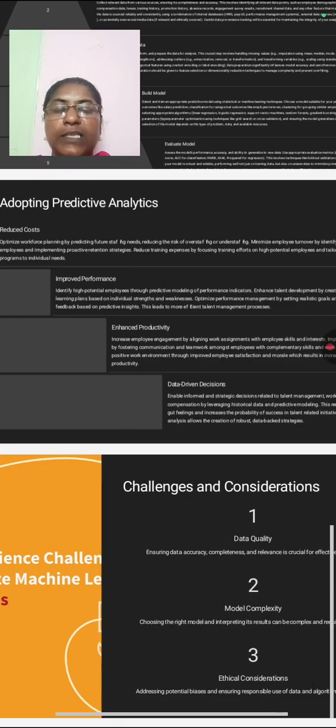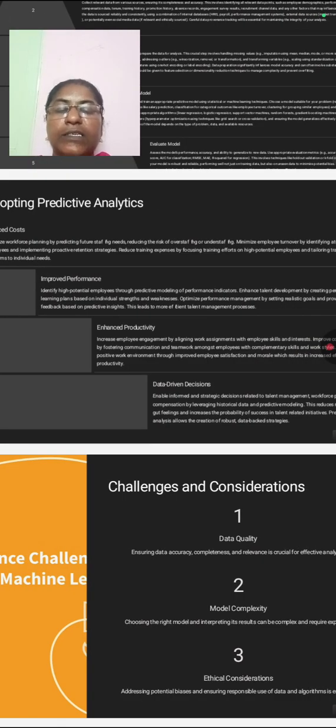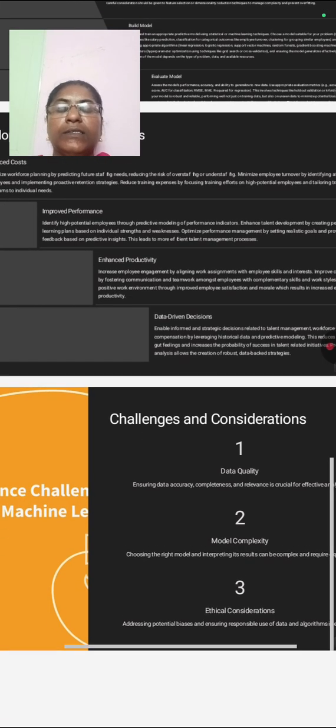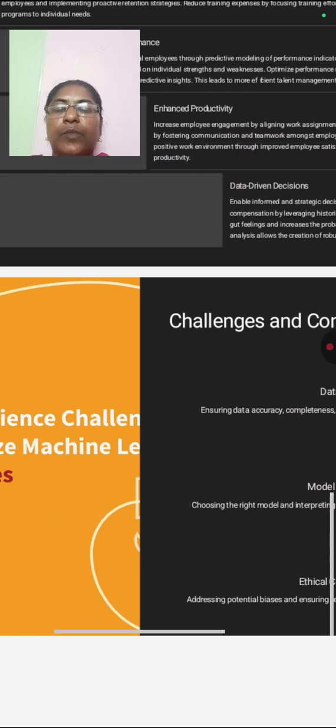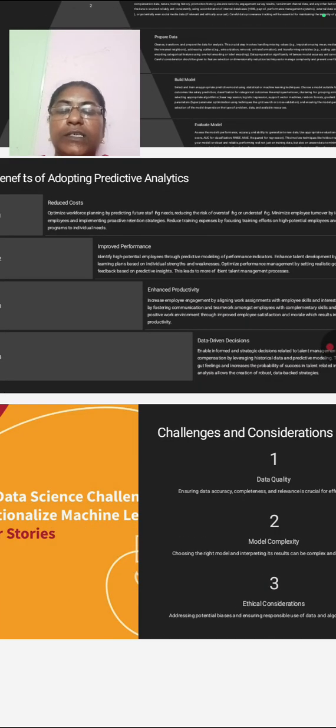The challenges and considerations are, first, that data quality is necessary, then the model, meaning what type of model they are going to use for the analytics. The third one is ethical considerations, which are very important for data science challenges and machine learning.